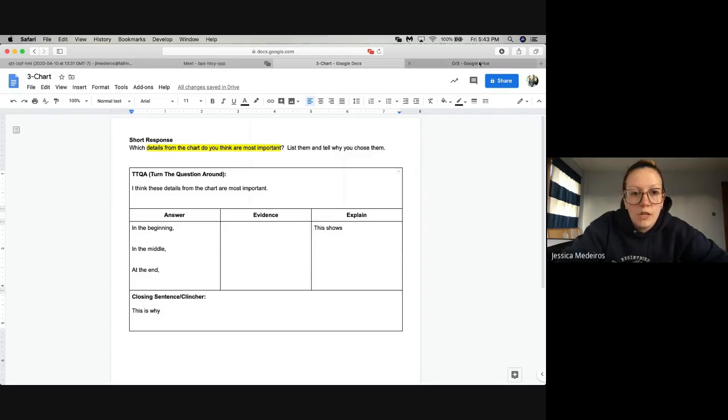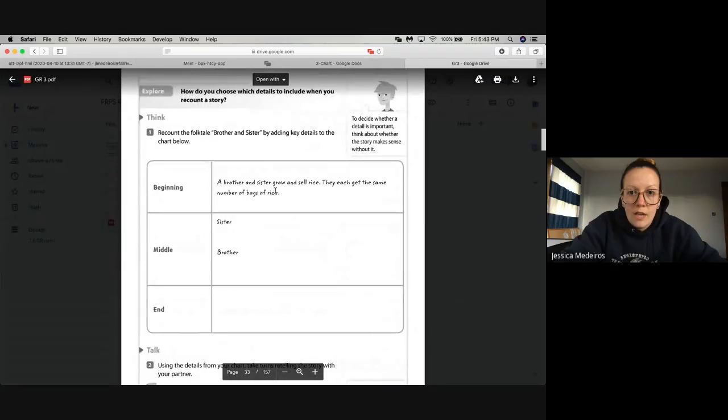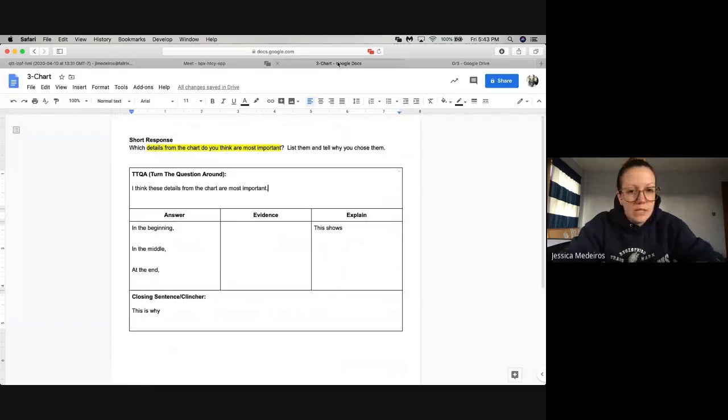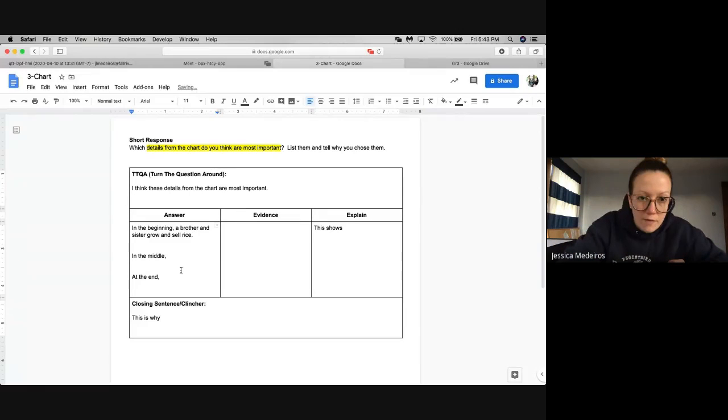Remember, you can use the chart to help you, so let's look at what it said in the beginning. It already gave you one here. So it says, in the beginning, a brother and sister grow and sell rice. You can use that one that they already gave you.